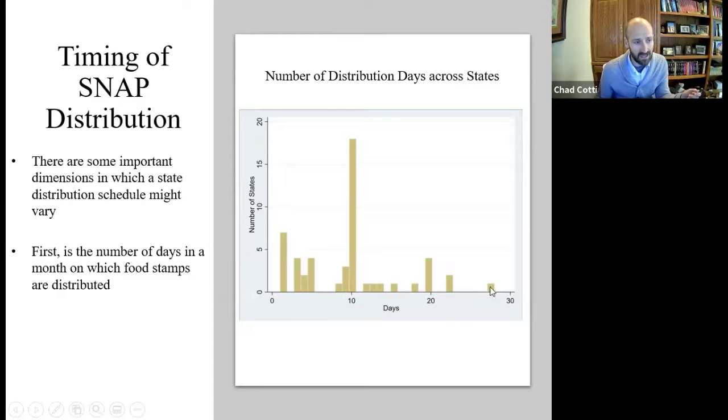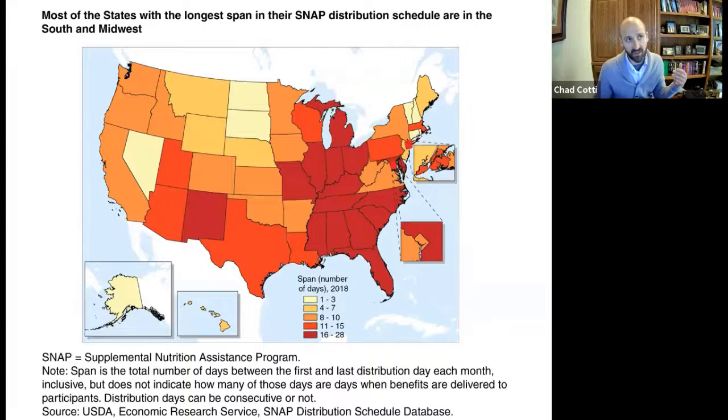At the max is Florida, which just a couple of years ago moved to 28 days. They distribute benefits to 1/28 of their food stamp population every day from the 1st to the 28th. The modal number of distribution days is 10; about 18 states are distributing across 10 days. The geographical spread varies across the U.S., with traditional southern and Midwestern states seeming to have more distribution days, and northern Great Plains and New England states tending to have fewer.